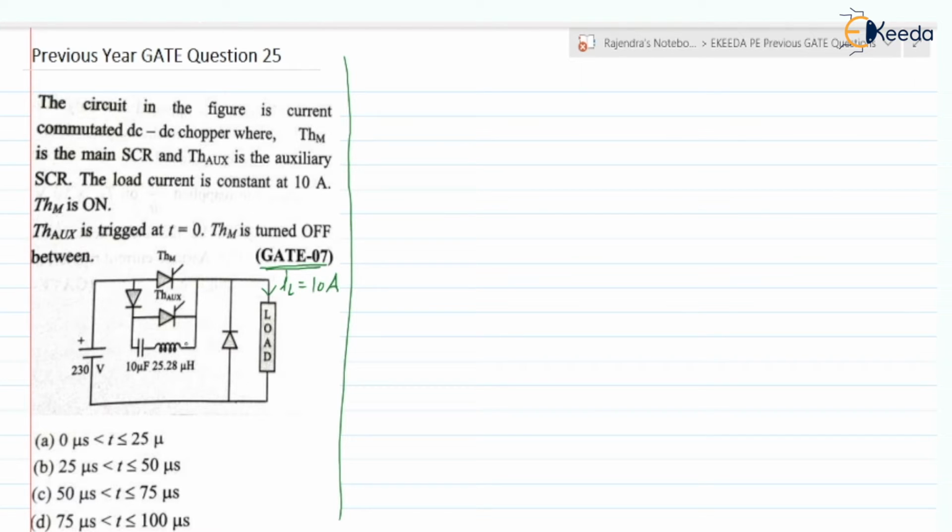Basically, in the commutation circuitry, the purpose of the auxiliary thyristor is to turn off the main thyristor. So if we are turning on the auxiliary thyristor at t is equal to 0, the meaning is the main thyristor will be in the on state before t is equal to 0. So for t less than 0, THM will be in the on state.